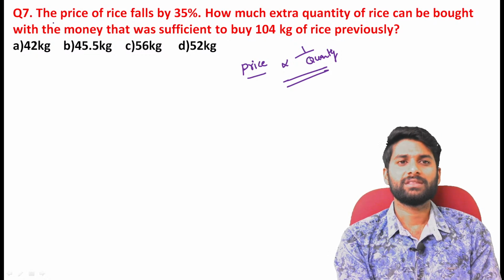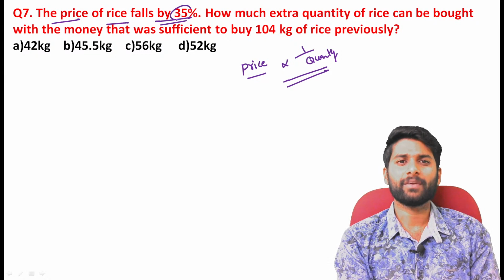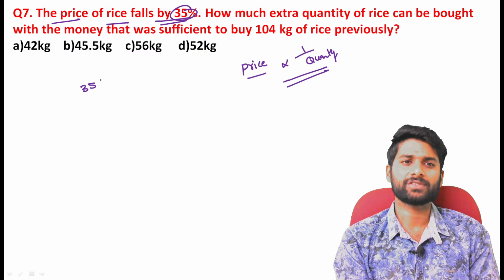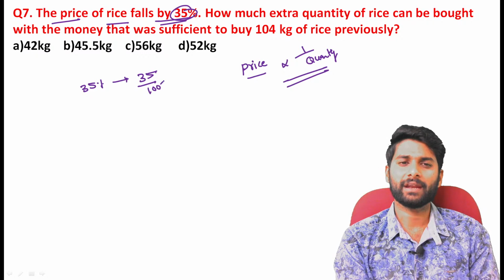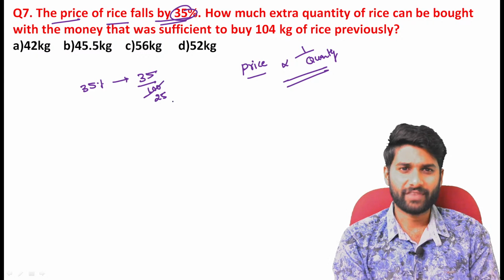Now, the price of rice falls by 35%. Concentrate on 35% only. 35% means 35 by 100. So 7 by 20. So it's a 5 table, no?